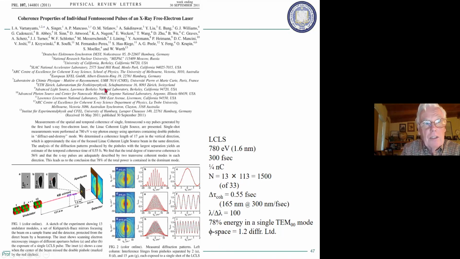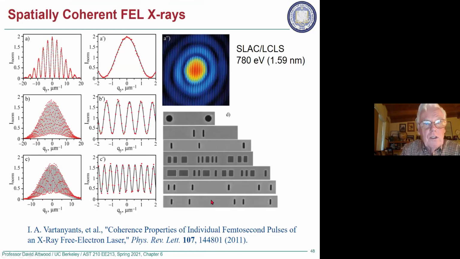And they estimated that it wasn't actually diffraction limited. It did not quite meet the criteria that we set for spatial coherence, but it was larger by 20%, okay? So this is what those interference patterns look like.